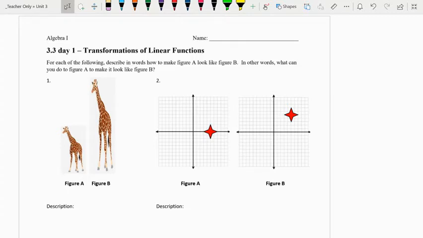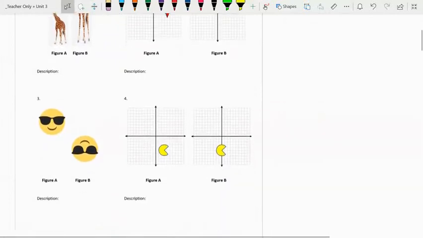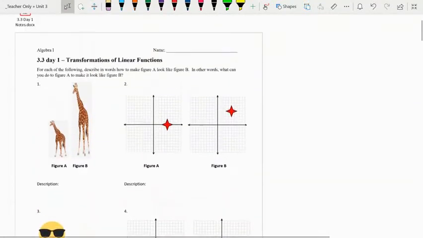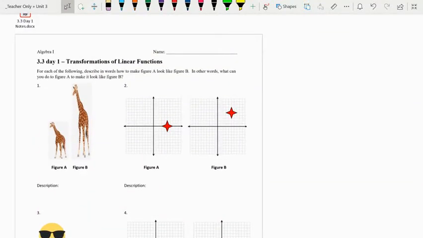Okay. So what I would like for you to do is look at 1, 2, 3, and 4, and you're going to describe in words how to make figure A turn into figure B. So in other words, what can you do to figure A to make it look there? Okay, so you're going to write a description and then we're going to talk about it. Okay, so go ahead and do that first.